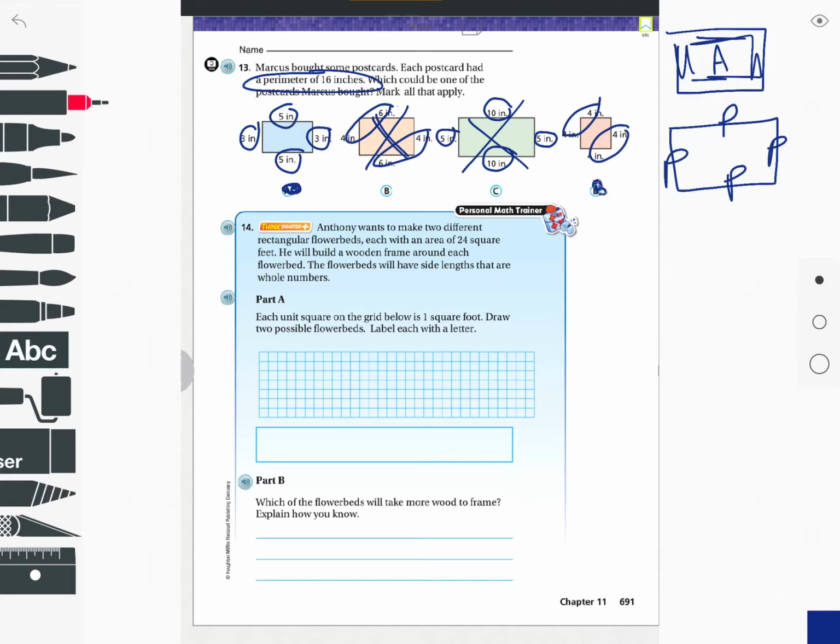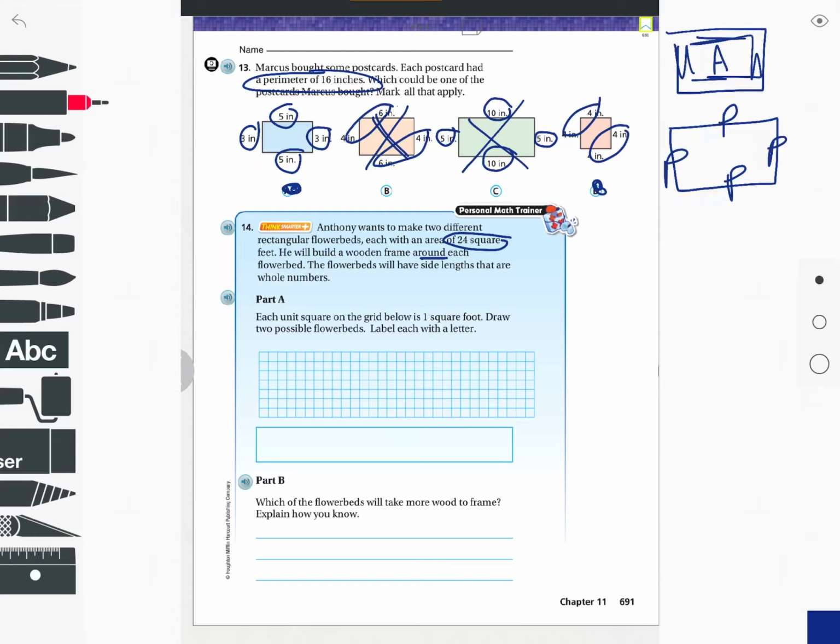All right, let's look at number 14. Anthony wants to make two different rectangular flower beds, each with an area of 24 square feet. He will build a wooden frame around each flower bed. The flower beds will have side lengths that are whole numbers. Each unit square on the grid below is 1 square foot. Draw two possible flower beds and then label each with a letter. So let's see.